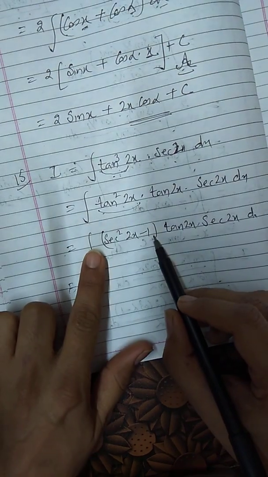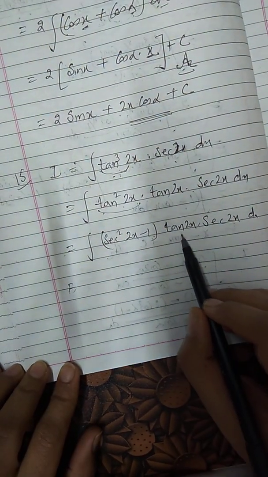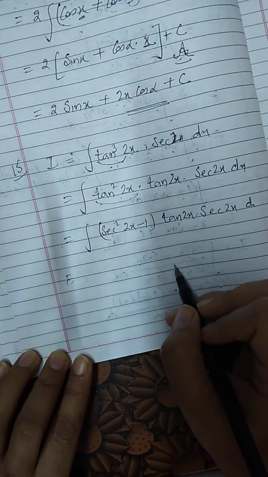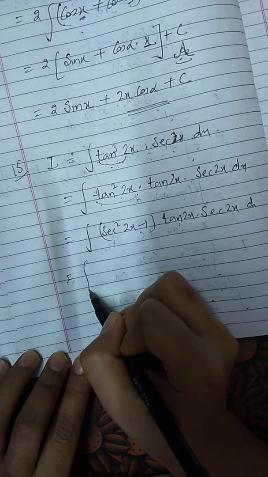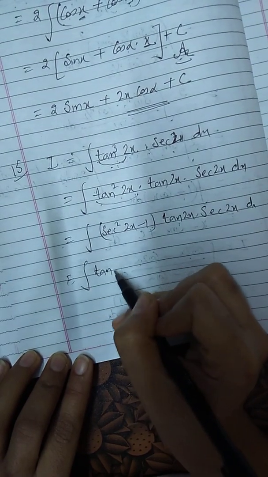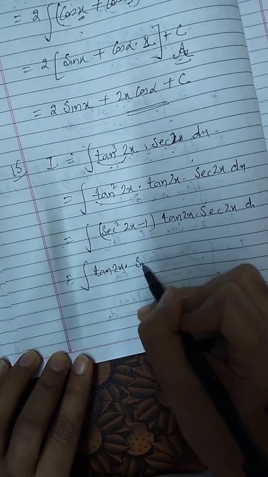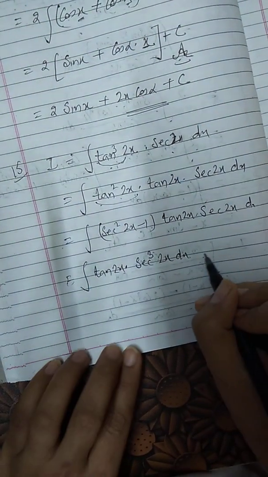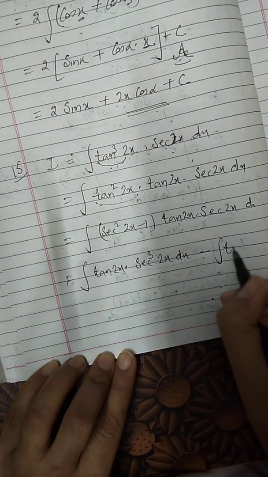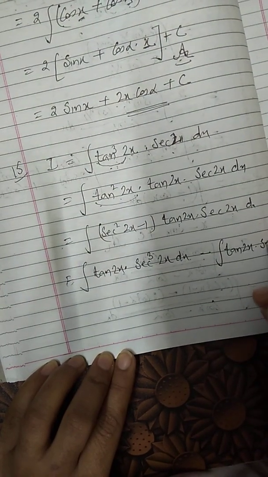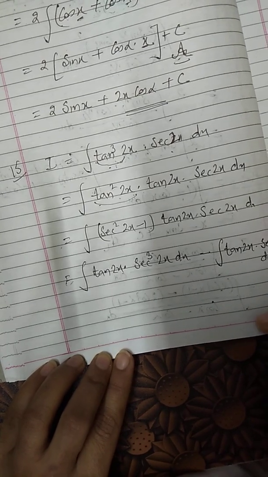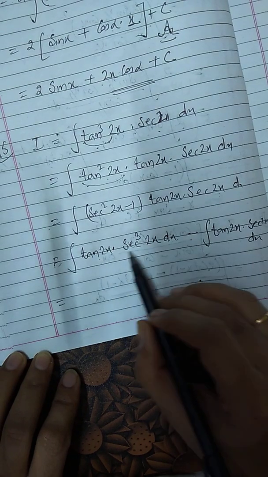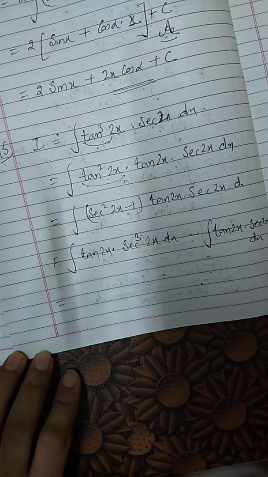Now this term which is in the bracket will get multiplied with both the terms. So let us simplify this. What we get here is tan 2x into secant cube 2x dx minus tan 2x secant 2x dx. Right? Now here we have tan 2x secant cube 2x dx.